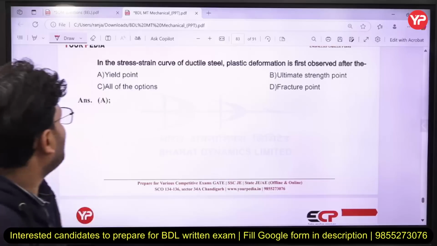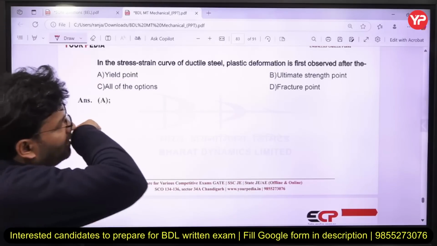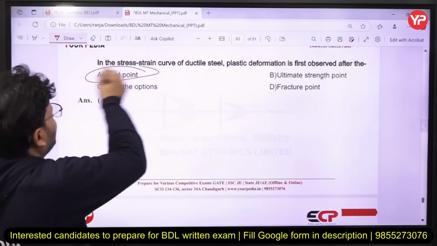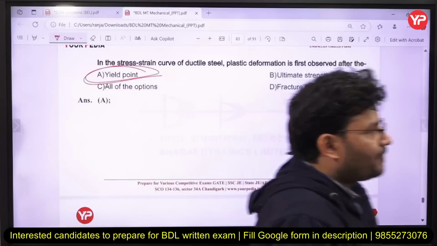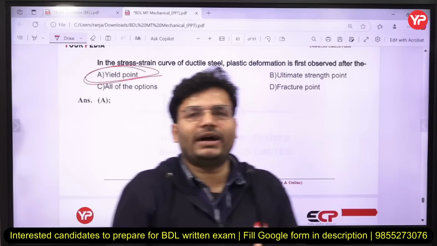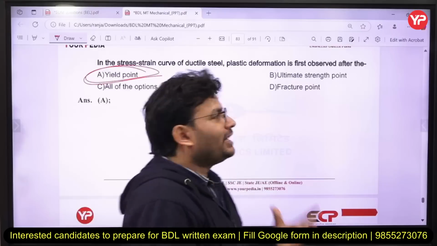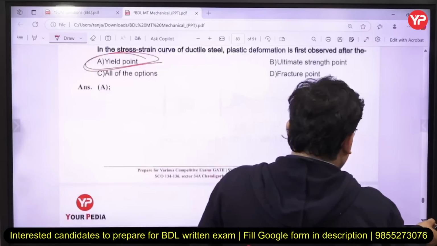Next question. In the stress-strain curve for ductile steel, plastic deformation is first observed after what? Obviously, not ultimate fracture. Yes, it will be the yield point. After the yield point, we are getting the plastic deformation. Or sometimes, the minimum amount of load required to start the plastic deformation is also known as the yield point. So try to remember that one.